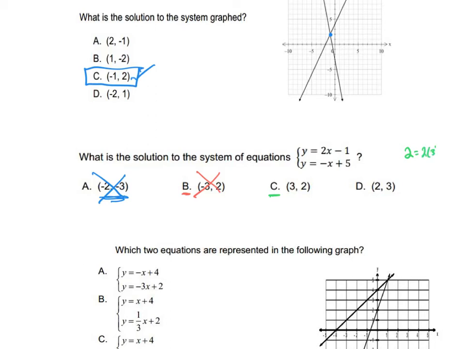2 times 3 minus 1, because the x value is 3. 2 is equal to 6 minus 1. 2 is equal to 5. 2 is not equal to 5, so it's not that one.